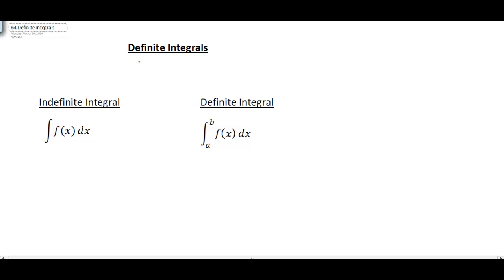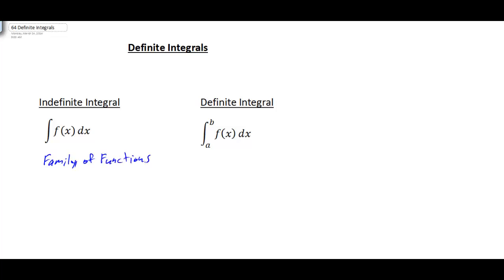Alright, this video is going to look at what we call definite integrals, and before we get into the topic I want to go back and review quickly where we talked about indefinite integrals, and that was the form of the integral of f of x dx. And if you recall, when we took the integral we ended up with a family of functions.